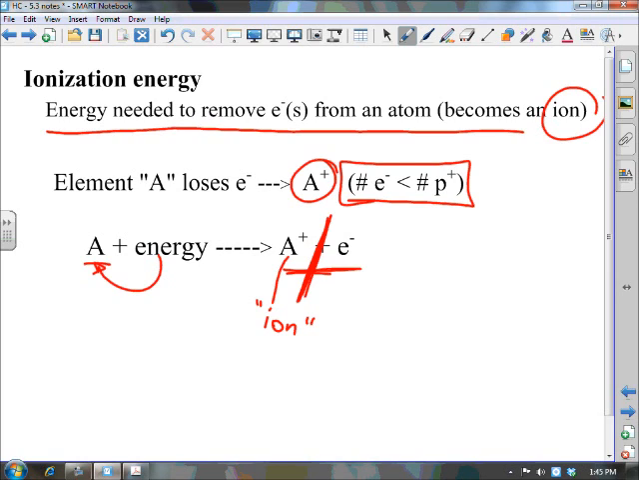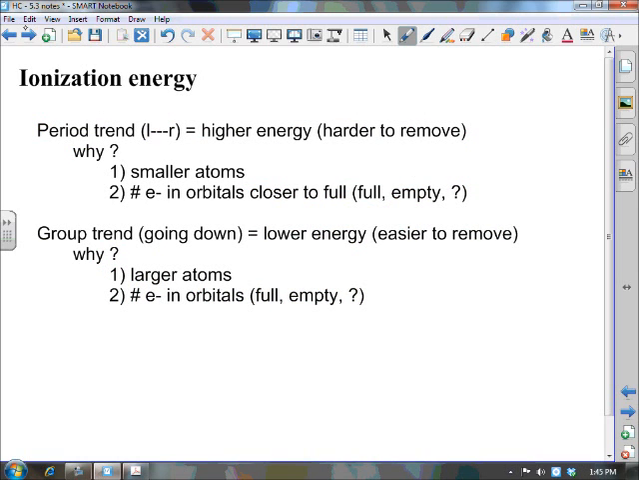Okay. So we're going to talk about how easy or how difficult it is to remove an electron from an atom. The first thing we're going to talk about is the trends. So our period trend, left to right, you can see there, it gets higher. This is an important piece. That means it's going to get harder to remove an electron. Well, why is that? Let's go back to atomic radii. The smaller the atom is, the closer the electrons are to the nucleus.